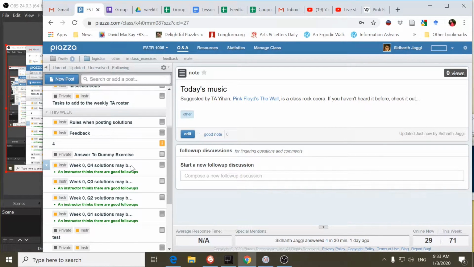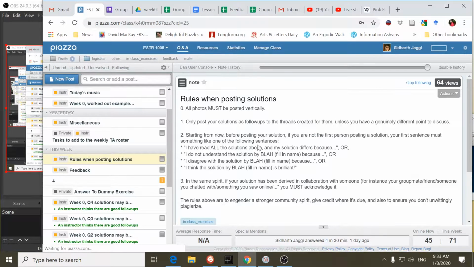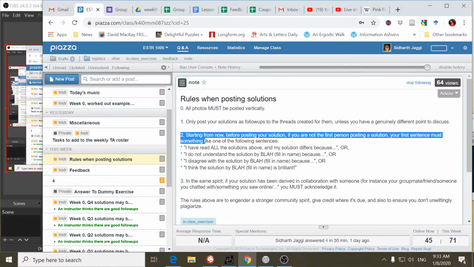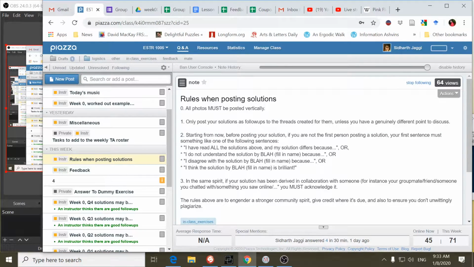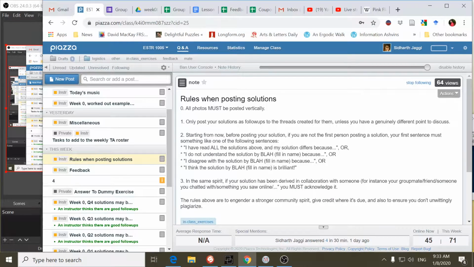Now some logistics. Firstly, let me remind you that when posting solutions, please do try to acknowledge previously posted solutions and at least try to distinguish your solution from previously posted solutions, so that helps the other readers, and also acknowledge any help you got from anywhere else. Let me just remind you, these are important. And of course post them vertically.